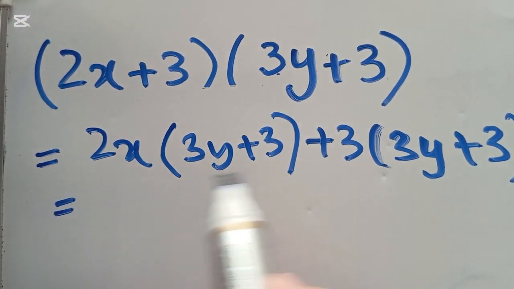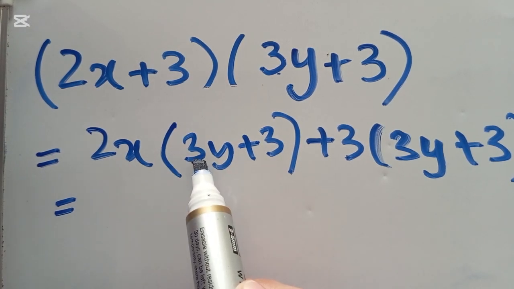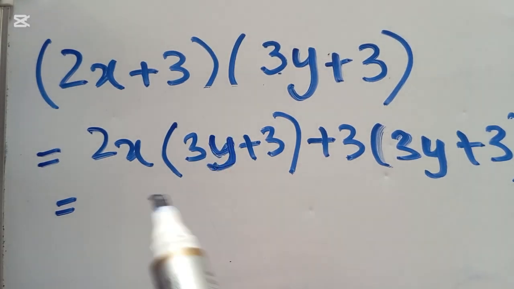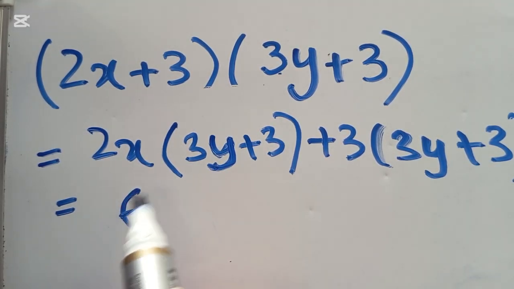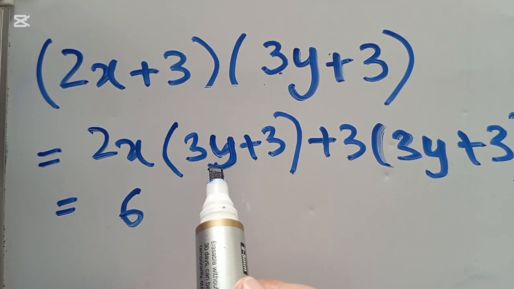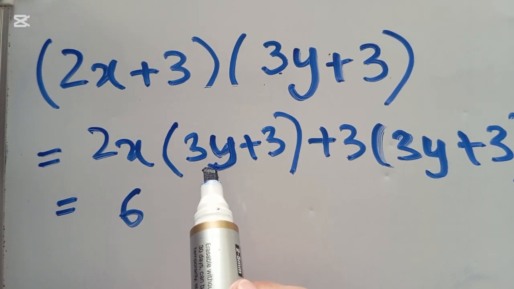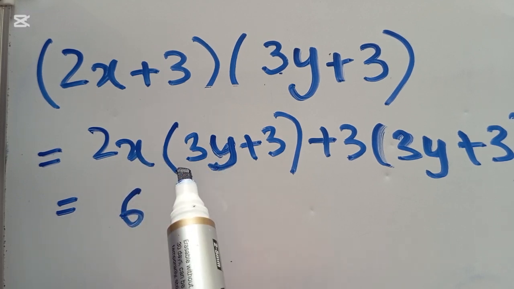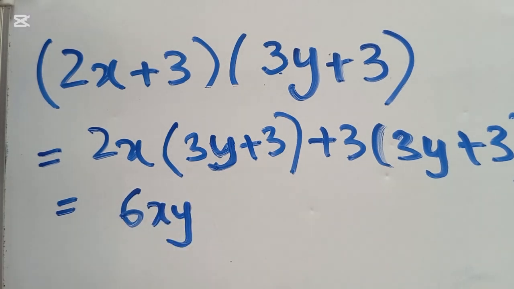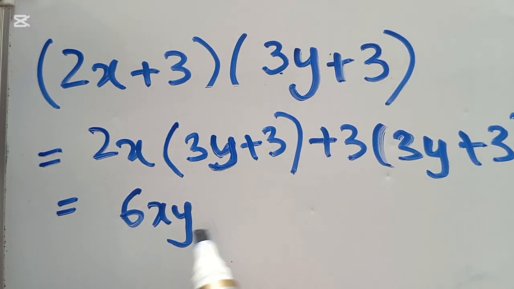Now multiply it. Coefficient will be multiplied with coefficient and variable will be multiplied with variable. So 2 multiplied by 3 gives you 6. And now see, this is x and this is y. These are two different variables. When different variables are multiplied, their exponents or powers cannot be added, because they are different variables. So what we can do is just write them together in the form of multiplication. You cannot add their exponents or powers. So this will be 6xy.